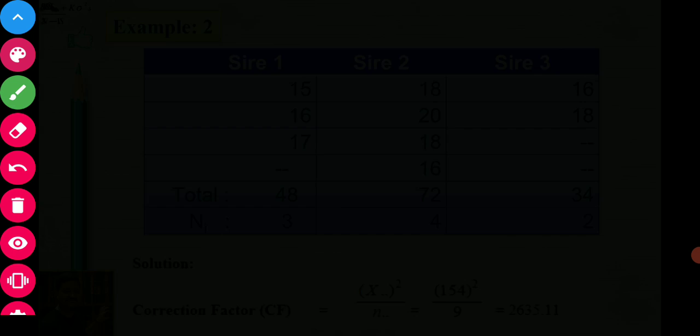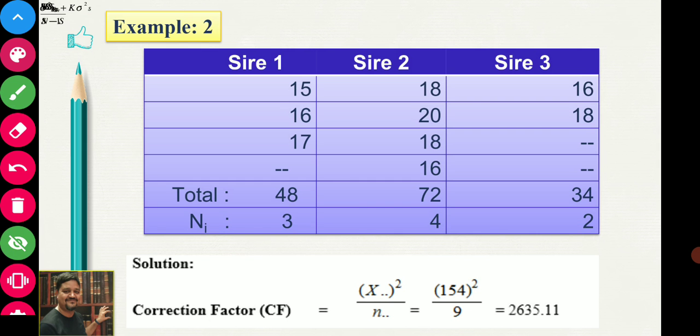Now, next question, I will pass it through, because the only change is that here the number of progenies are not equal. In case of sire 1, the progeny is 3, in sire 2 it is 4, and in sire 3 it is 2. So simply you have to follow all the 7 steps that we are performing while calculating heritability.